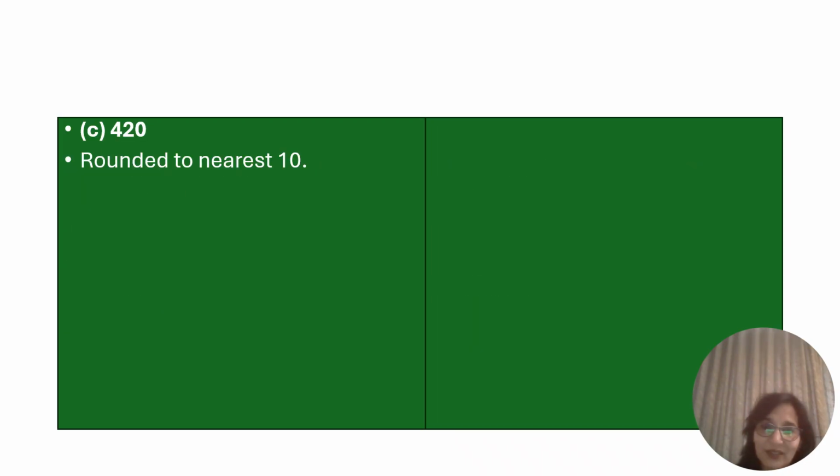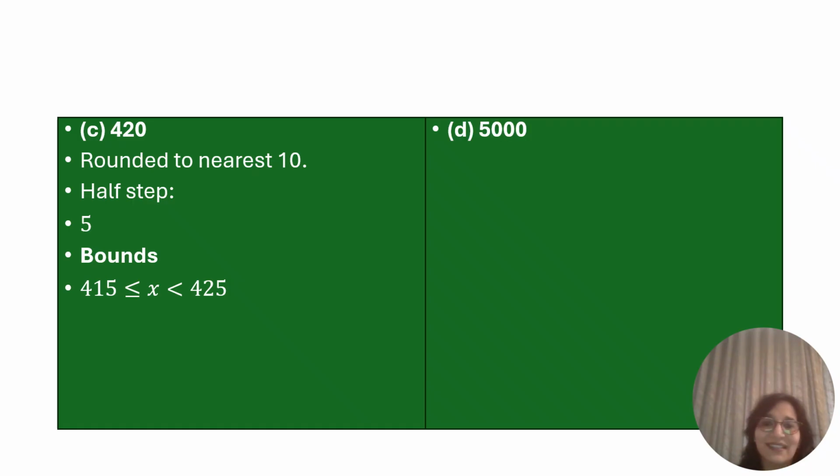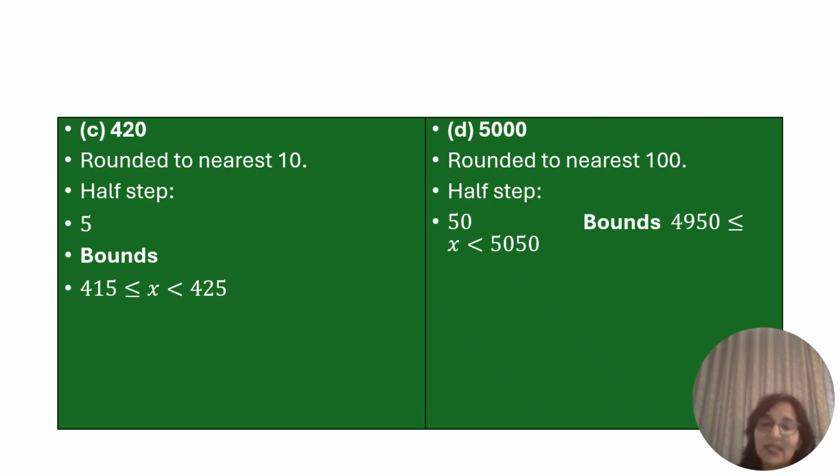Likewise, 420, you need to round it to the nearest 10. What is the step here? 5. So what are the bounds? 415, that is 420 minus 5, and 420 plus 5 will give you the inequality, and then you have to write it like this. Next is 5,000 rounded to the nearest 100. What will the step be here? That is 50, since you have rounded to the nearest 100. So the bounds will again be plus and minus, and that will be your inequality.